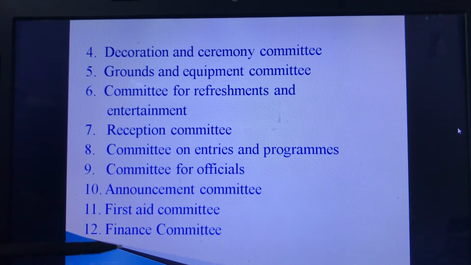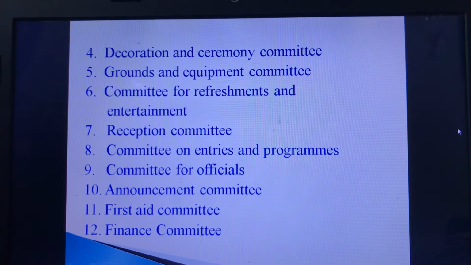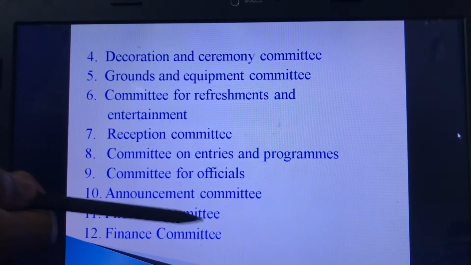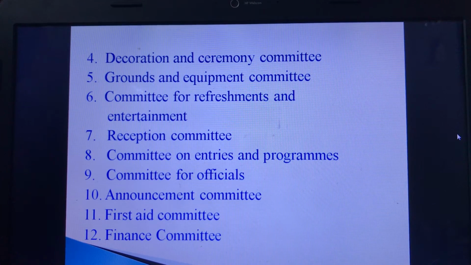And the finance committee is for the financial management. It may be some executive committee members will also be part of this finance committee. They will be taking care of the budget and how much income is coming for the sports, and how much we are spending, and all these things will be taken care of by this finance committee.